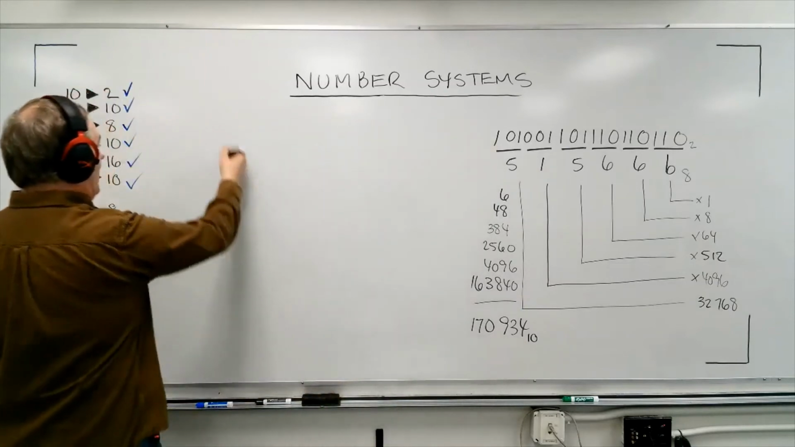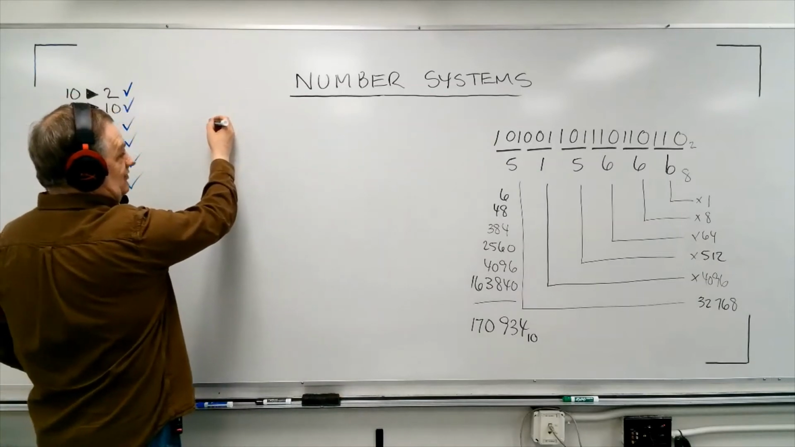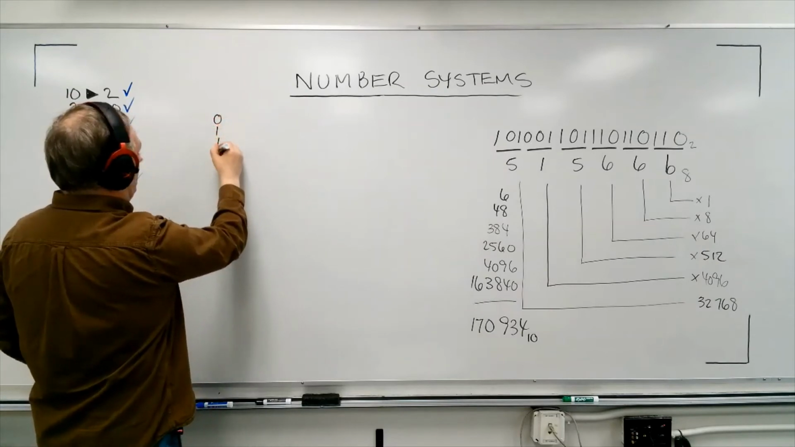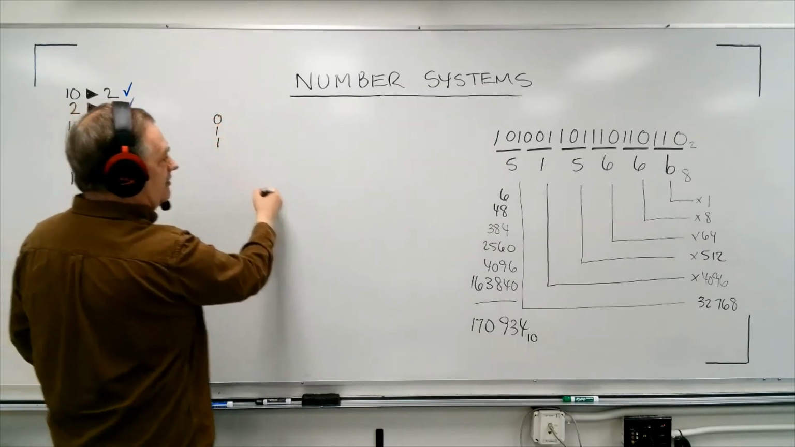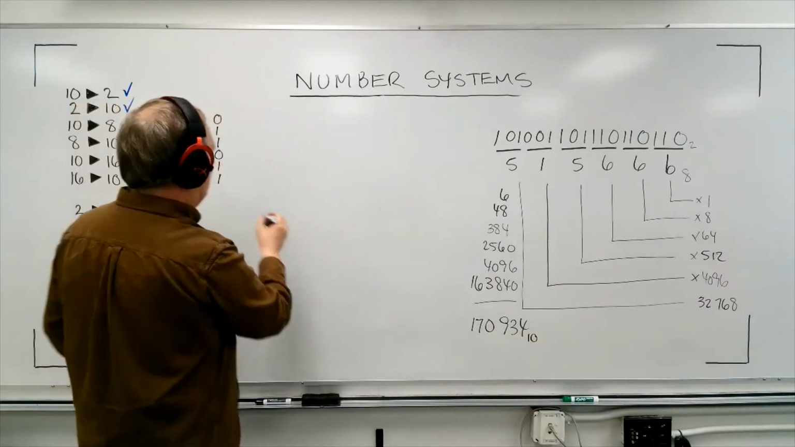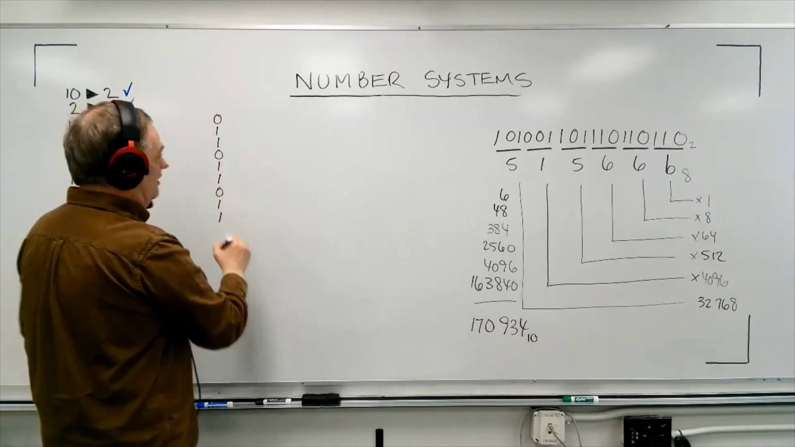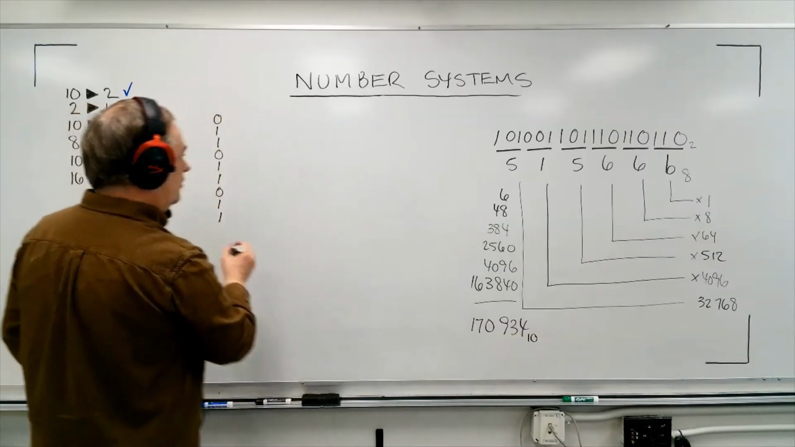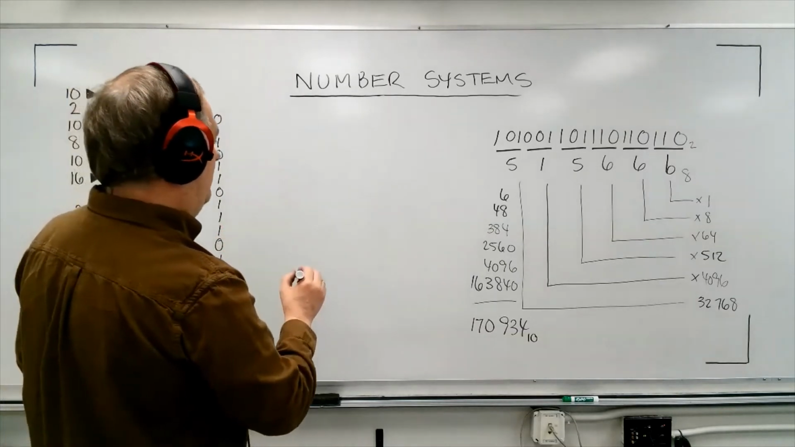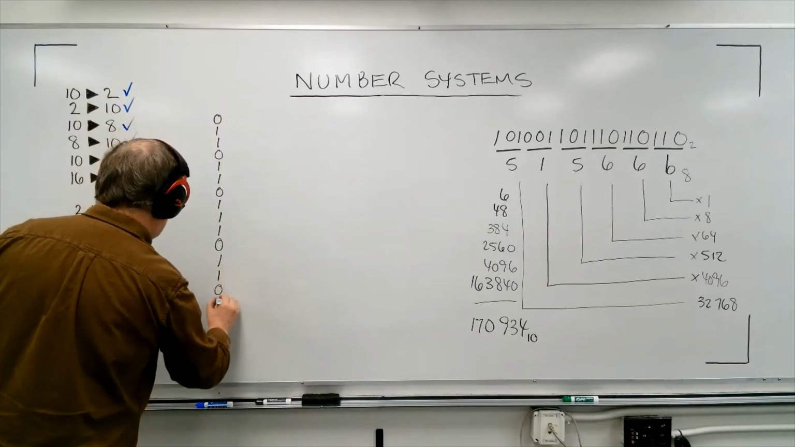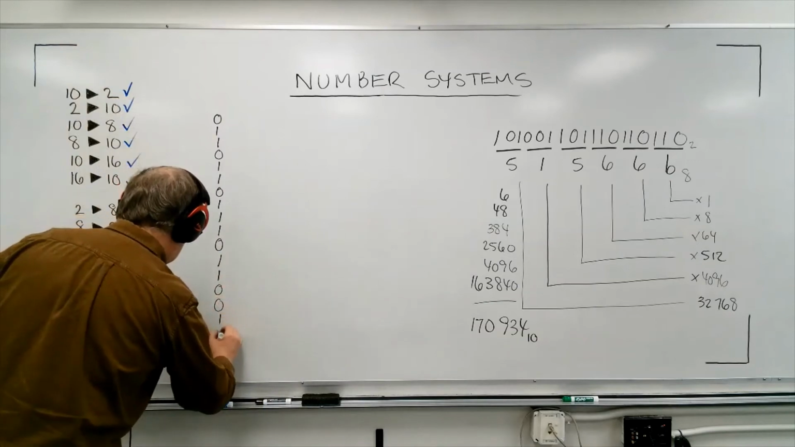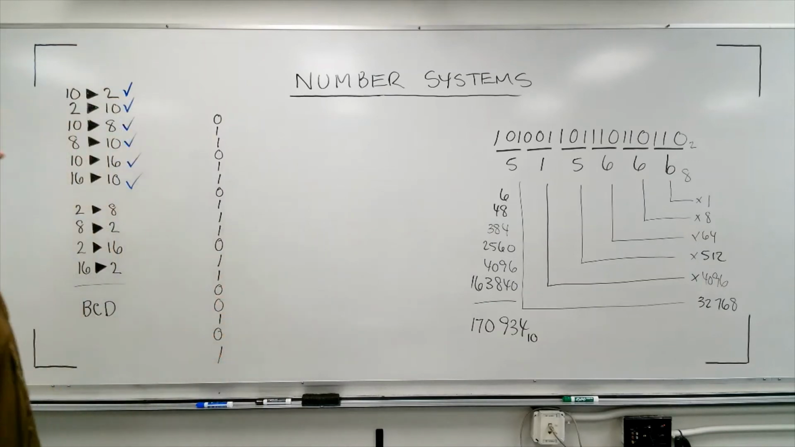I'm going to start at the top with the least significant in the binary number, and it's 0, 1, 1. Then I have again 0, 1, 1. And then I have again 0, 1, 1. Then I have 1, 0, 1. Then I have 1, 0, 0. And then I have 1, 0, 1. Okay, so that's the binary number.